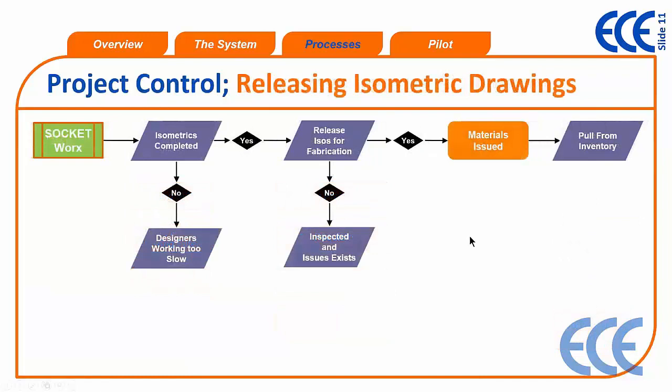Another task here is in SOCKETWorx. So once the ISOs are completed, we suck in the BOM information from that. If they're not done, then of course the designers are slow, right? Just kidding. If they are completed, then you release ISOs for fab. If there's issues, you wouldn't release them, right? You would have a holding point there, check that everything's complete.